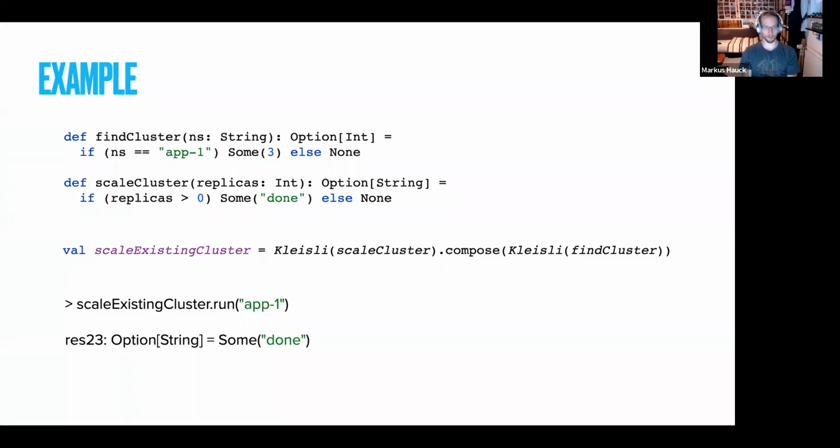I have a question about that. Can you highlight the difference between just using the option monad instance and using Kleisli here? Because you could also just do find cluster of string and then flatMap scale cluster, right? Getting the scale cluster into the result of the find cluster without unwrapping.